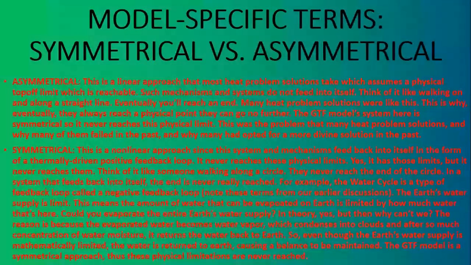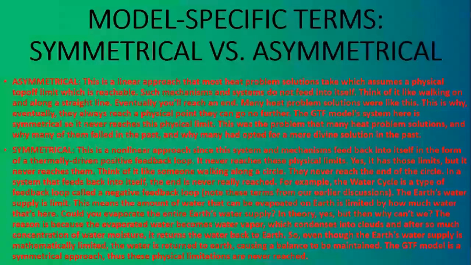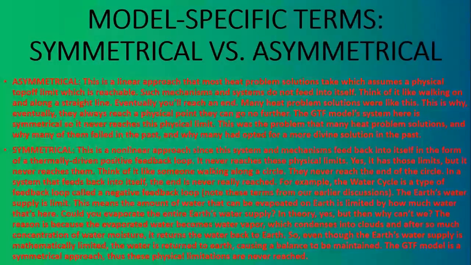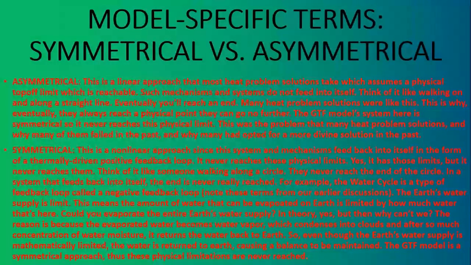Here are model-specific terms. We're going to start with the first one. Remember, these are terms that are specific for the GTF model. Symmetrical versus asymmetrical. Asymmetrical: this is a linear approach that most heat problem solutions take, which assumes a physical top-off limit which is reachable. Such mechanisms and systems do not feed into itself. Think of it like walking on and along a straight line.